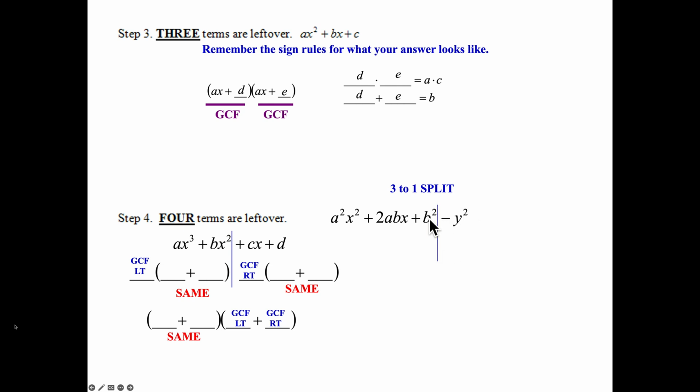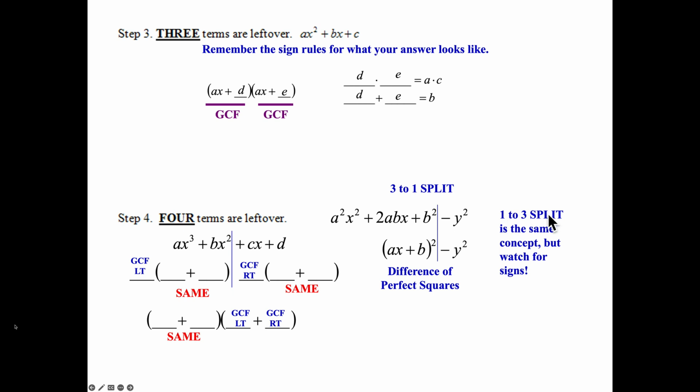Isolate the minus y squared. Take this trinomial. It must factor to a binomial being squared. If it does, then you have a difference of perfect squares, which we will factor: this binomial plus y, this binomial minus y, and that's my answer. Now this could be a 1-to-3 split where it's y squared minus all these terms with minus signs. And when we get to an example, I'll point that out so you can see it.